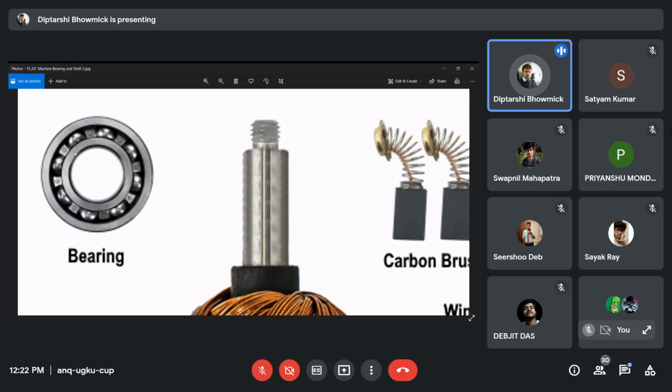So the shaft of the machine is fixed with the inner part of the bearing, and the end frame is fixed with the outer part of the bearing. So now the end frame can hold the shaft, or the overall armature, with the help of the bearing, and the armature can also rotate inside the stator part. Clear? So that is the bearing.